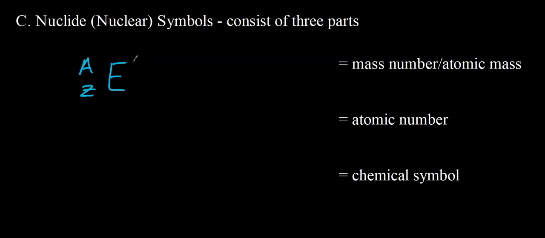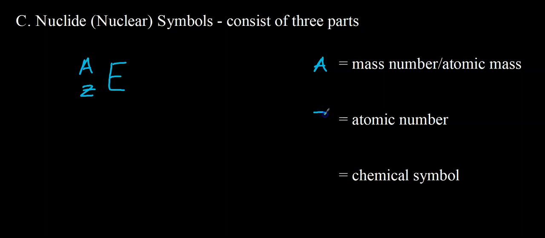Some number A, that number A, the top number in a nuclear symbol, is the mass number, without units, of course, or the atomic mass without units, or mass number. So mass number, if you recall, is simply the number of protons and neutrons in an atom.